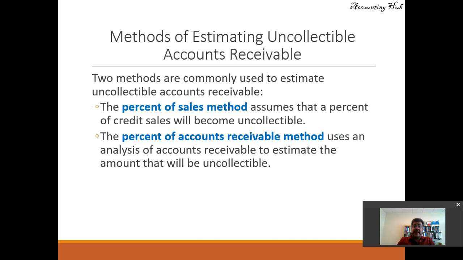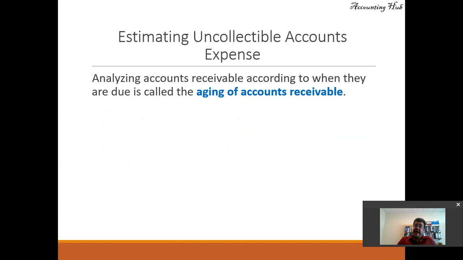And how do we estimate it? Two methods. Percentage of sales method: assume that a percent of credit sales will become uncollectible. Or the percentage of accounts receivable method, that is the most common. Use an analysis of accounts receivable to estimate the amount that will be uncollectible. That is the most used one, by the way. And the most modern one, if we can say that, is the aging of accounts receivable. So analyzing accounts receivable according to when they are due is called the aging of accounts receivable.